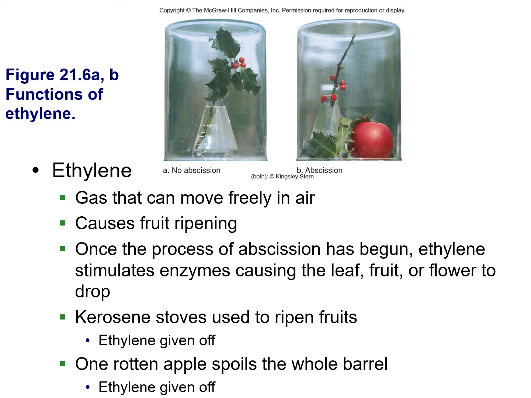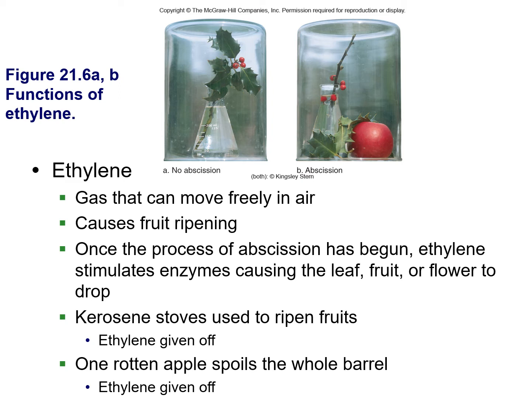Okay, this is a natural gas that's being produced by the plants, and so we've used this for hundreds of years. Back before we were able to create the proper gases that we needed, we had these things called kerosene stoves. And the kerosene stove would be used to ripen the fruit because you'd have ethylene being produced. Now, you've heard the phrase, I'm sure, one rotten apple spoils the whole bunch. Well, that's because that one apple, like in this case right here, was releasing the gas that caused the ripening, and that's why the rest of these berries and leaves fell off.